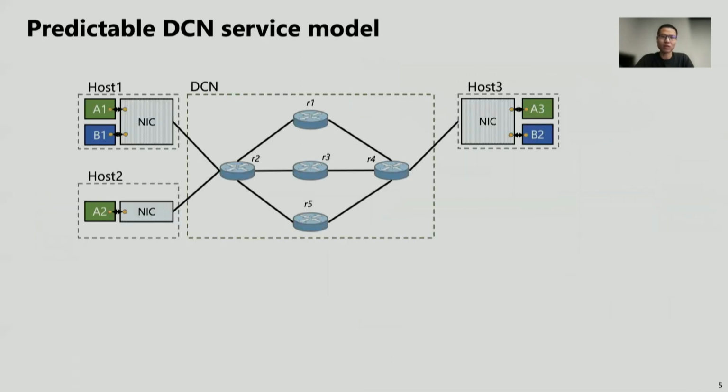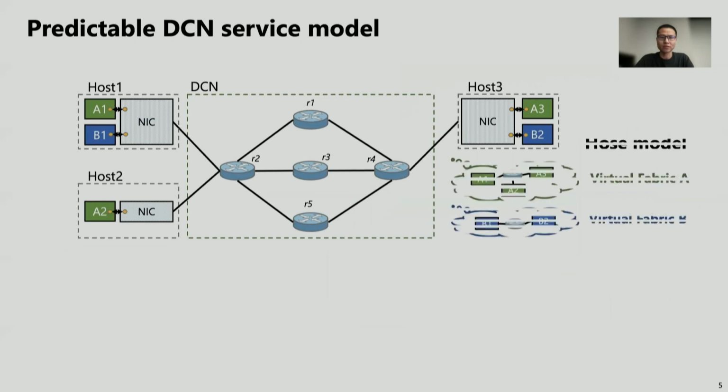In this work, our goal is to provide a predictable DCN service for multi-tenant data centers. We use the hose model to abstract the tenants' virtual fabric. Each group of VMs can view their own network as if they are in a dedicated fabric, while these tenants share the same physical network infrastructure.